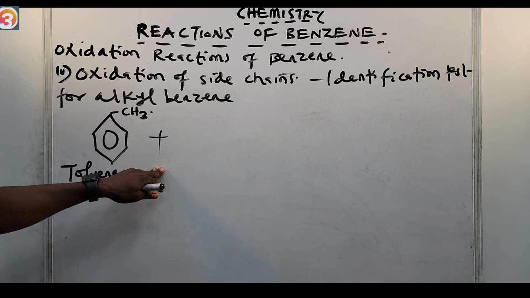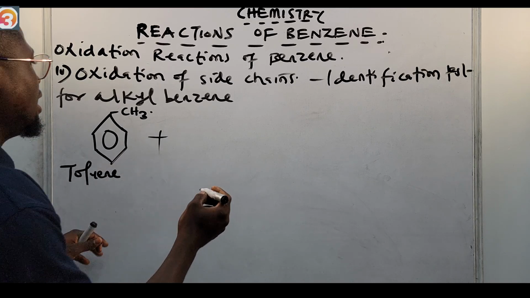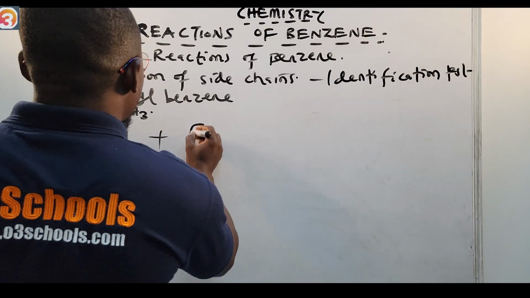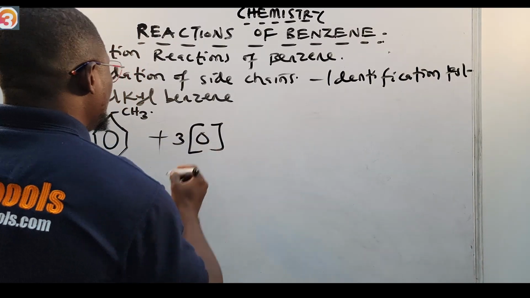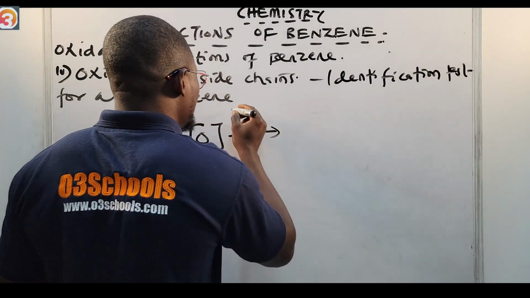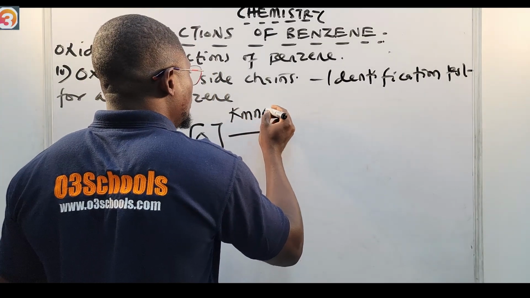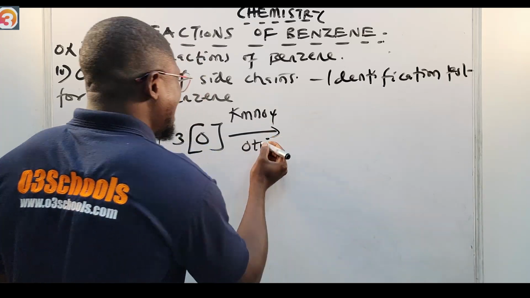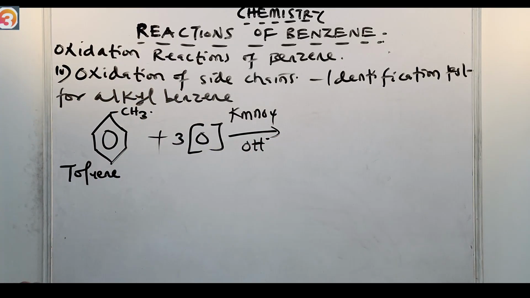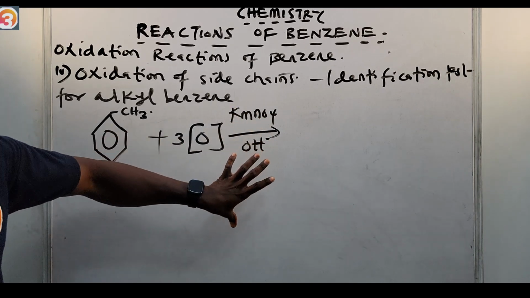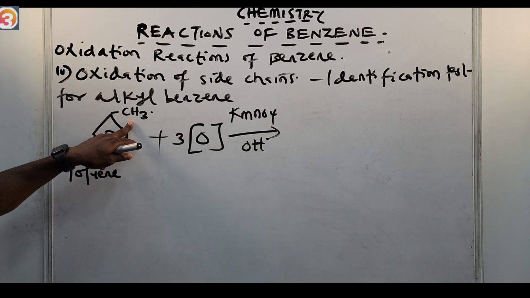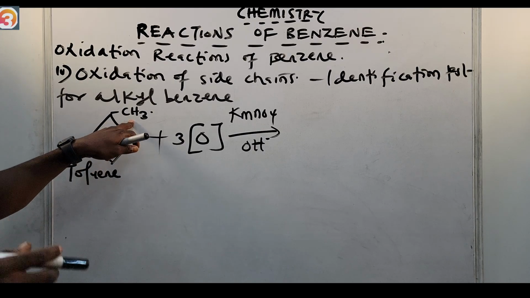It reacts with oxygen. Let me draw a full and balanced equation for this reaction. So it reacts with 3 molecules of oxygen. The condition for the reaction, of course, is that we are passing it through alkaline KMnO4. That's why I see this OH group here. If we are passing it through alkaline KMnO4, then the side chain is the one that gets oxidized, not the benzene ring.